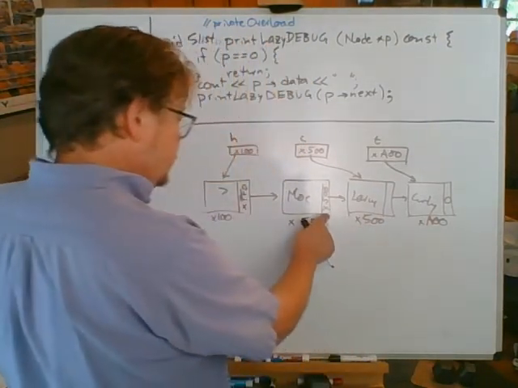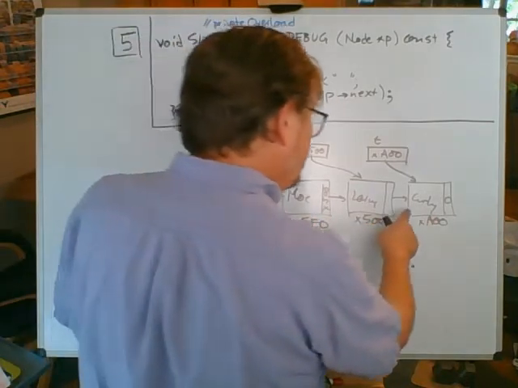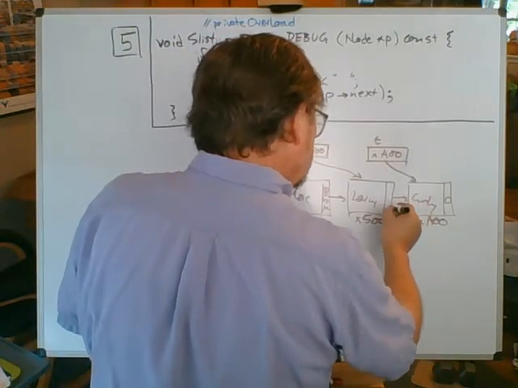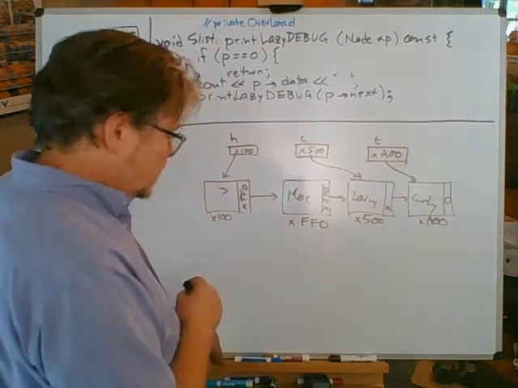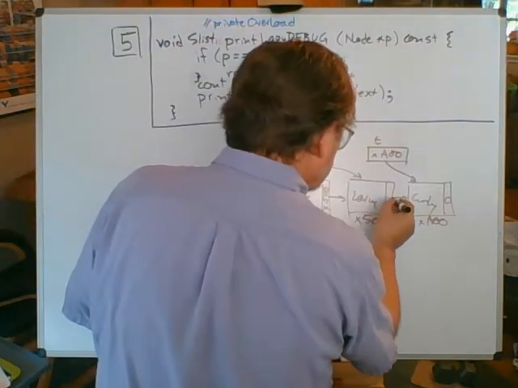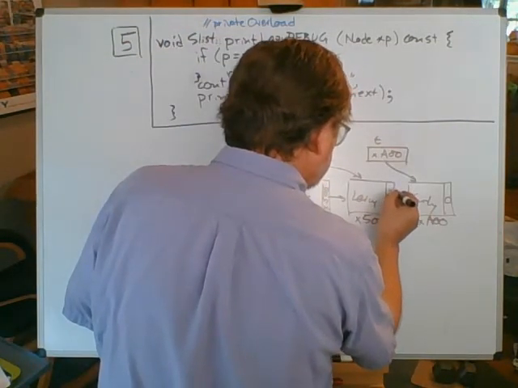Larry lives at hex 500. That's why Mo's next pointer has hex 500. Larry points at Curly, so Larry has, look at me, I can do an X without turning sideways. The A is not so easy though. A, 0, 0, that's not too bad.